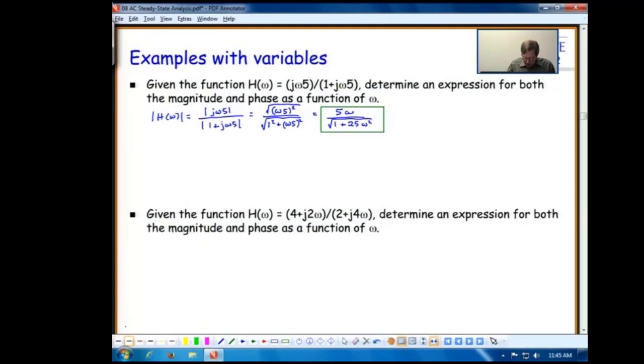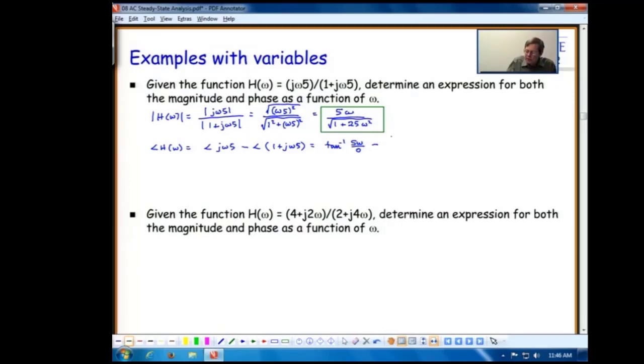Let's get the angular component here, or the phase. Angle H of omega equals the angle of j omega 5. We're dividing, so it's minus the angle of 1 plus j omega 5. The angle of j omega 5 is inverse tangent, imaginary over real. So the imaginary part is 5 omega, the real part is 0.